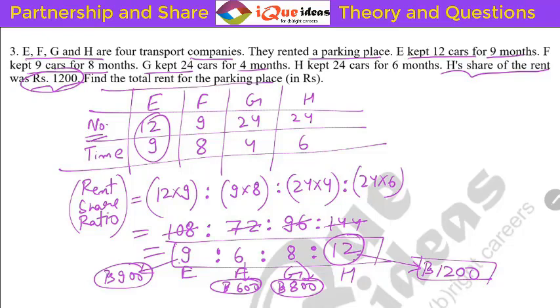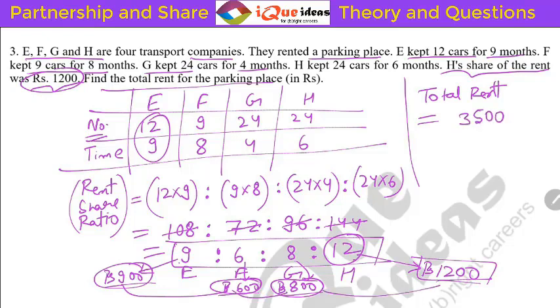Find the total rent of the parking. Simply add all of them. So the total rent of the parking will be equal to the simple sum of all of them. That is 9 plus 6, 15, plus 8, 23, plus 12. That is 3500. All right. So 3500 rupees is the total rent. Okay. So this was a good question. Now let's take up one more or a couple more questions.